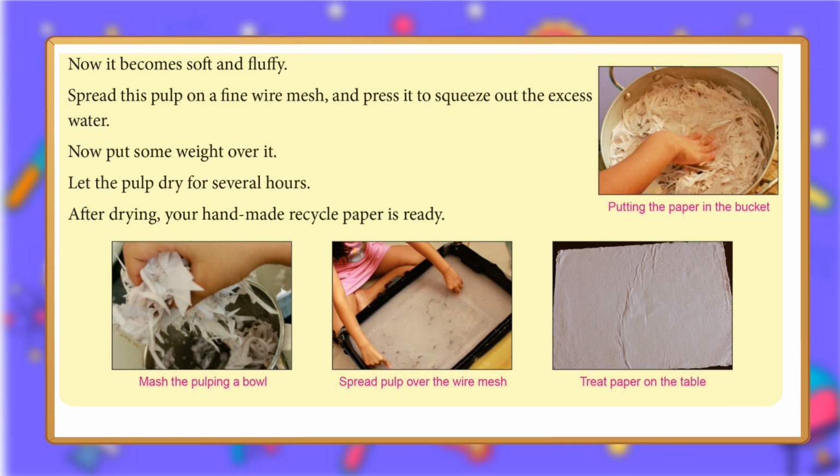Spread this pulp on a fine wire mesh and press it to squeeze out the excess water. Now put some weight over it. Let the pulp dry for several hours. After drying, your handmade recycled paper is ready.